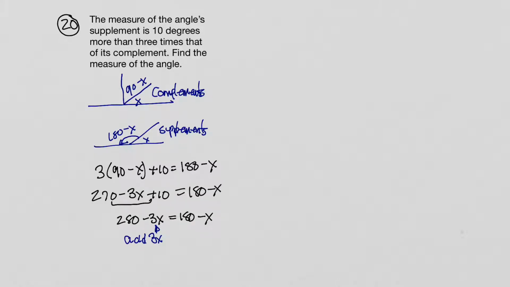So that's going to give us, now, if I add that, I'll do it up here, 280 equals 180. And now what have you got? Negative x, and we're going to add 3, so that takes us to 2x. Now let's subtract this 180. So we'll get 280 minus 180. That takes us down to 100. That's equal to 2x. Divide by 2, we'll get x equals 50.